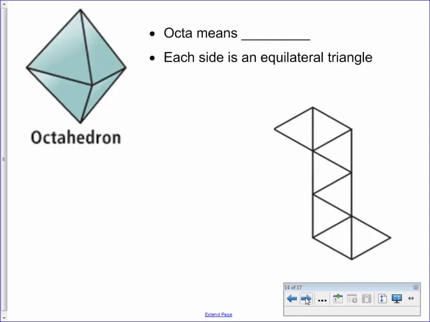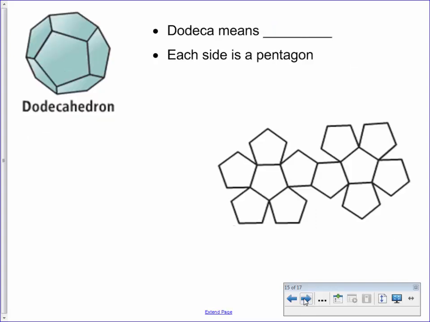The octahedron is formed by equilateral triangles, and there's 1, 2, 3, 4, 5, 6, 7, 8. So octa means 8. You probably remember that or know that. Octagon, 8-sided figure. Okay, and that's how that would fold up and look. The dodecahedron, if you take a look, we have 1, 2, 3, 4, 5, 6, 7, 8, 9, 10, 11, and 12. So dodeca means 12. Each side is a pentagon, and there's 12 of them that would fold up to look like the dodecahedron.